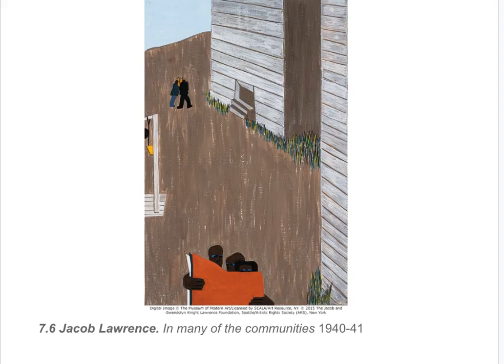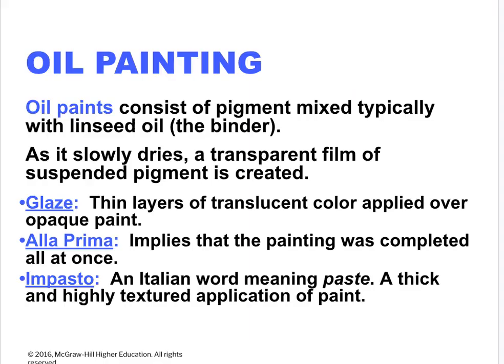I would like to show you another example of tempera to show you the variety of that, but I don't think I have one. I might insert that in just a second. So the next type of paint we're going to talk about is oil painting. Oil paints consist of pigment mixed typically with, guess what, oil. Kind of gives it away for that one.